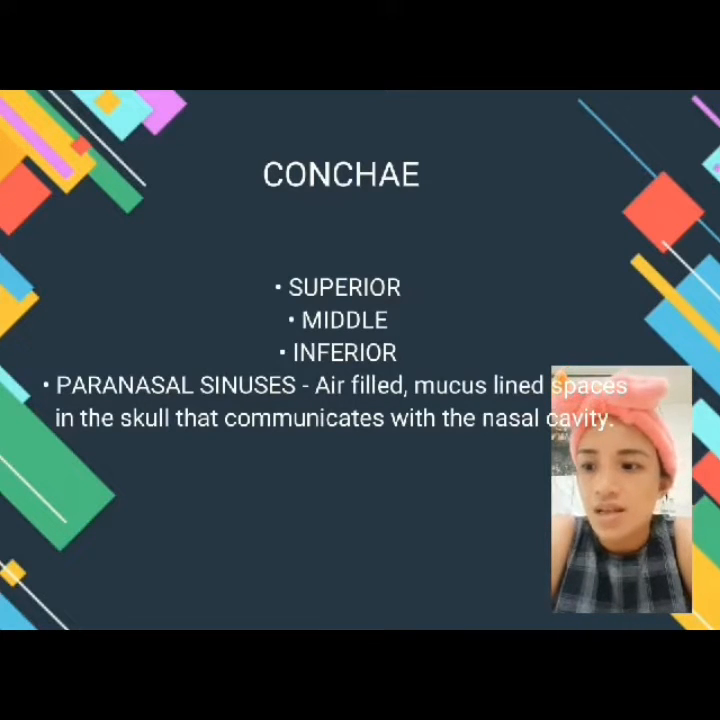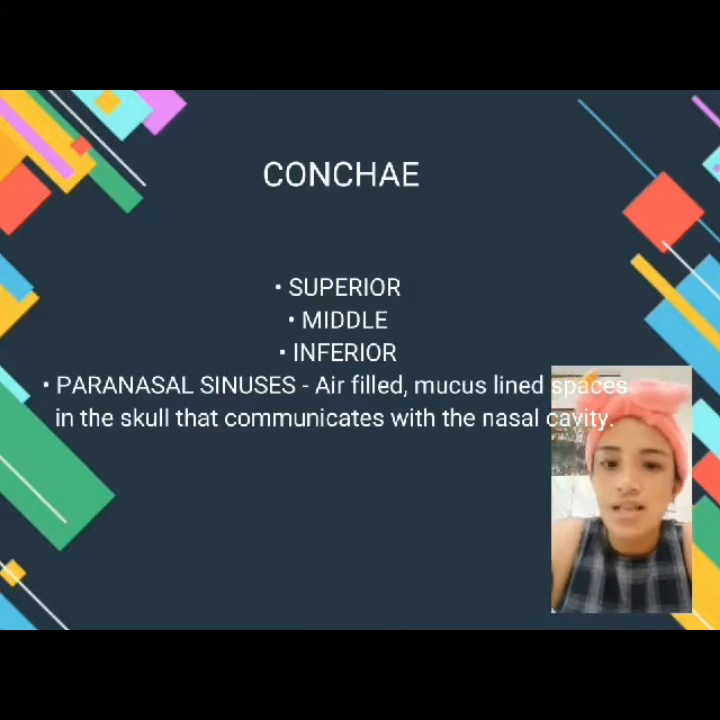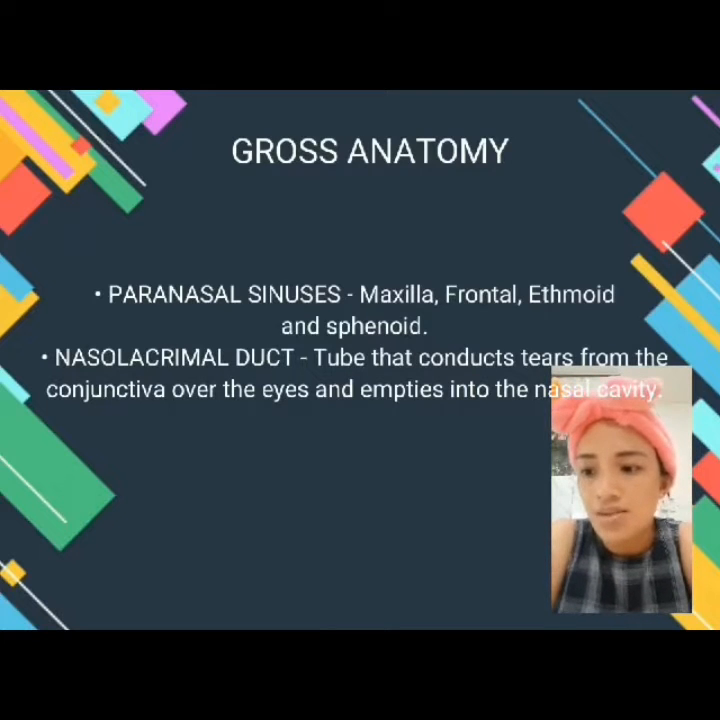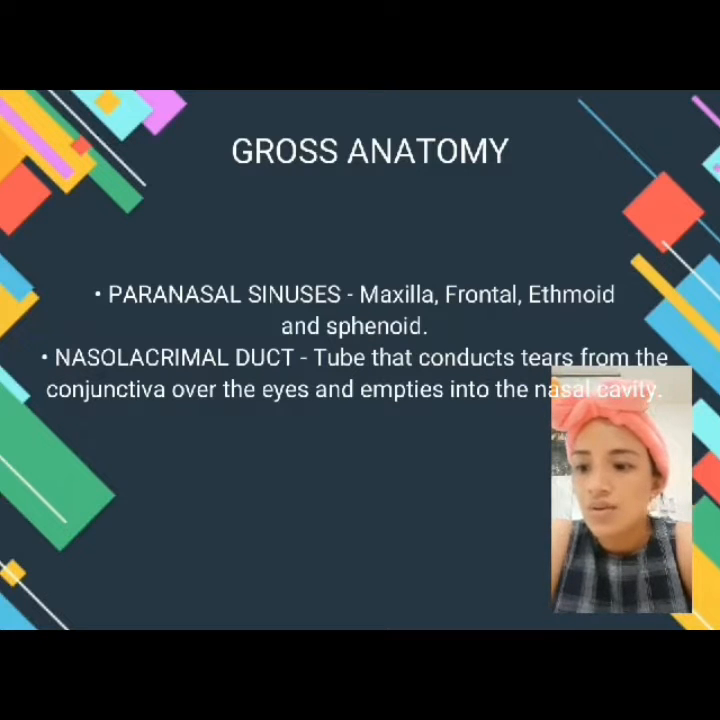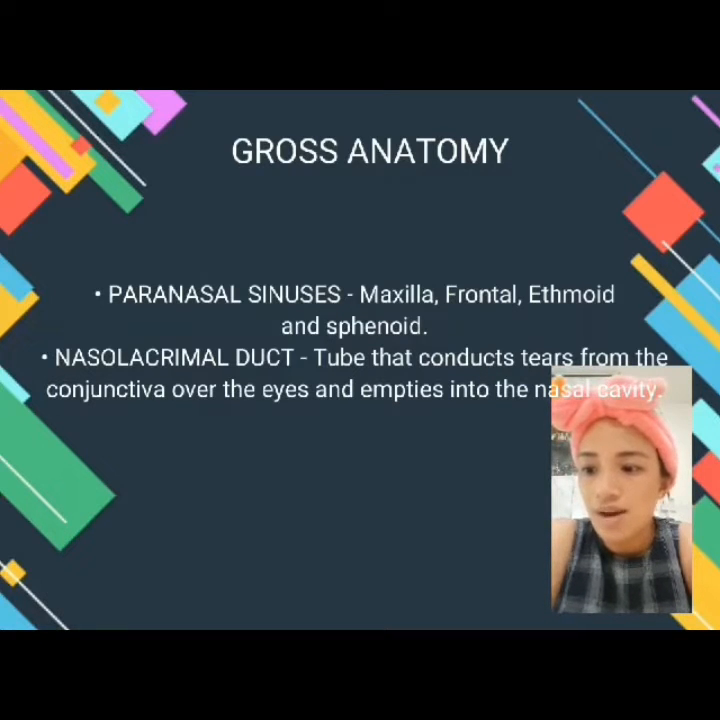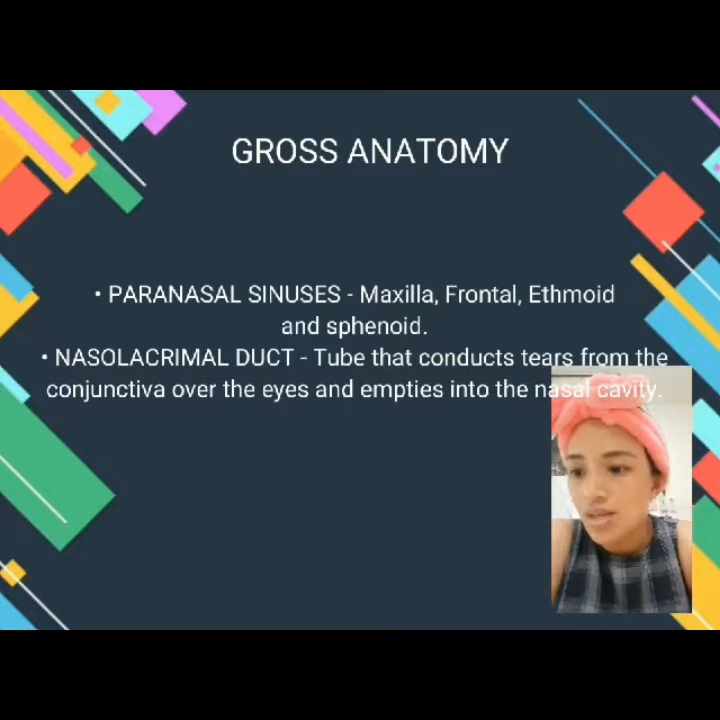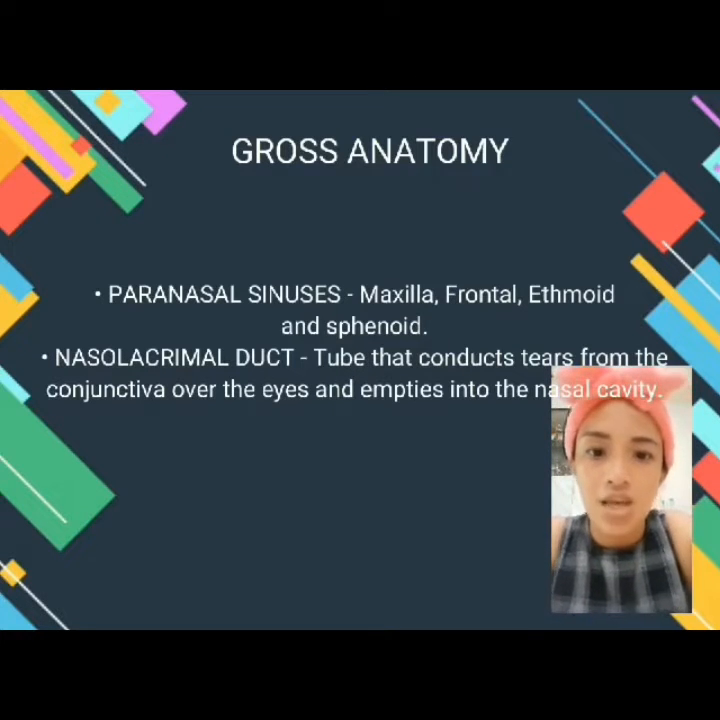Paranasal sinuses are air-filled, mucus-lined spaces in the skull that communicate with the nasal cavity. Gross anatomy. The paranasal sinuses are the maxillary, frontal, ethmoid, and sphenoid. Nasolacrimal duct is a tube that ducts tears from the conjunctiva over the eye and empties into the nasal cavity. Thank you.